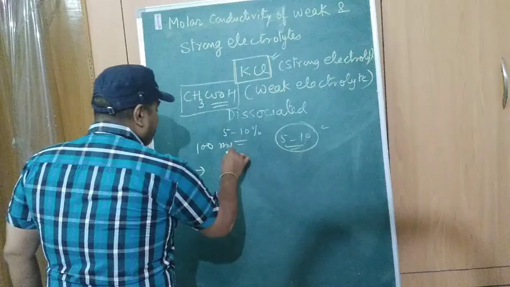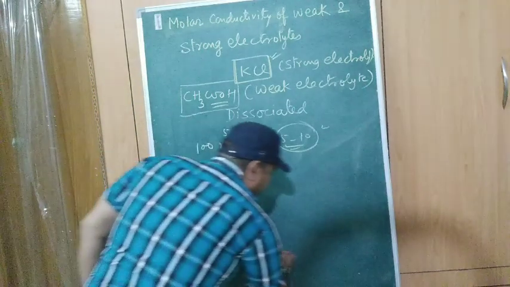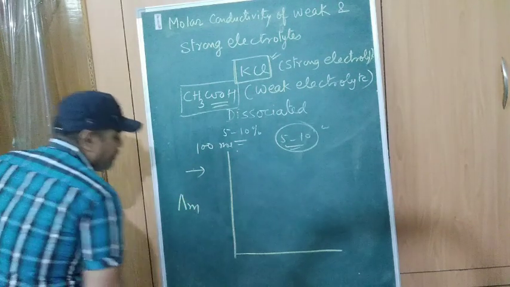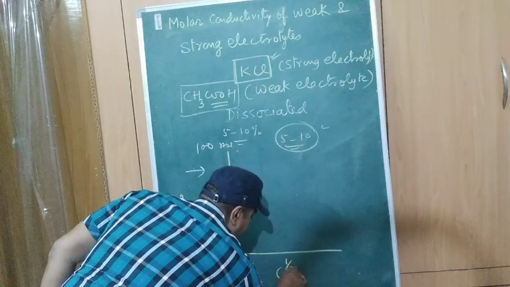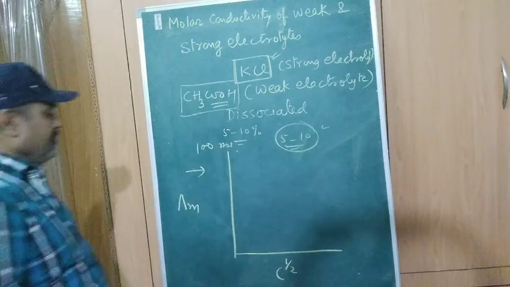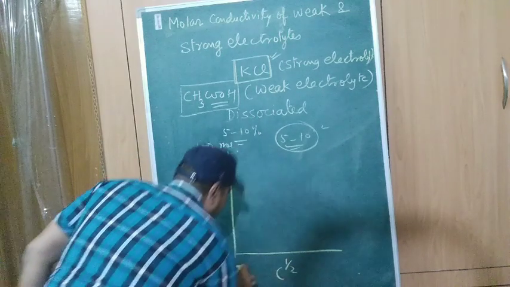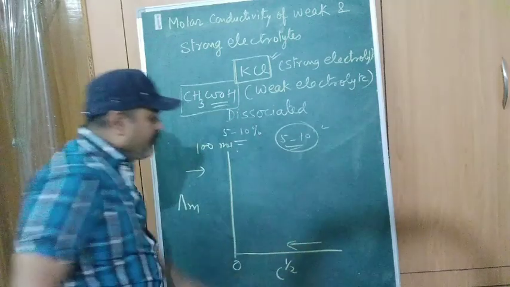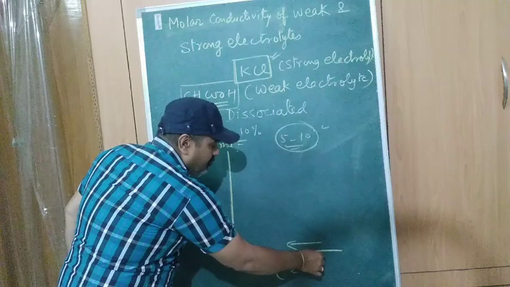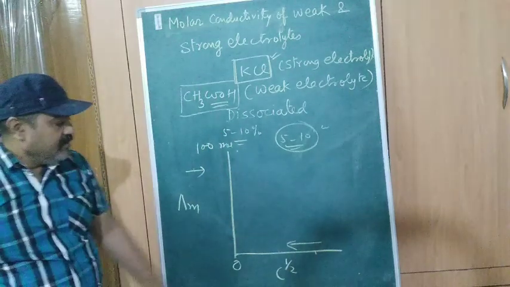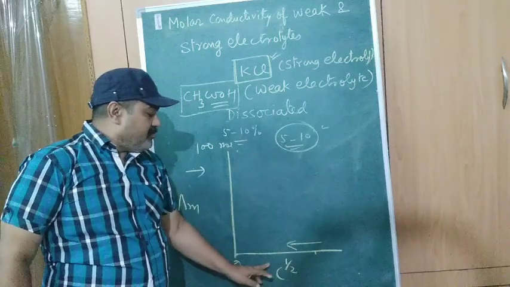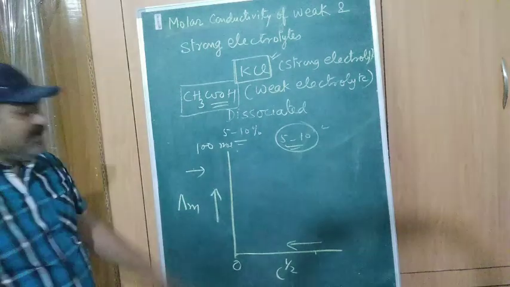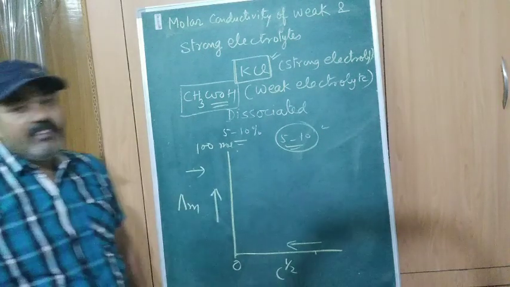This can be understood by a simple graph. If we plot the graph between the molar conductivity and the square root of the concentration, and here the concentration is 0, when we move toward the origin on this axis, the concentration is decreasing, and the value of molar conductivity increases as we go in this way on this axis.